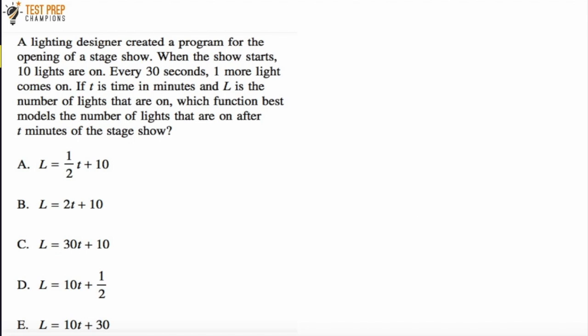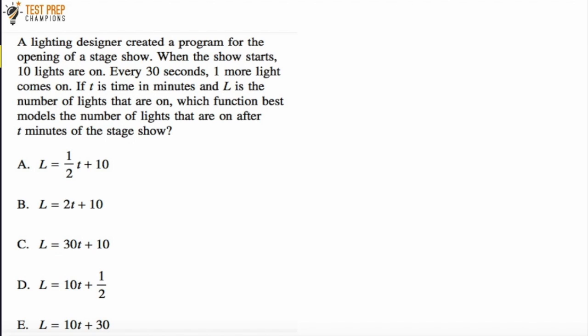A lighting designer created a program for the opening of a stage show. When the show starts, 10 lights are on. Every 30 seconds, one more light comes on. If T is time in minutes and L is the number of lights that are on, which function best models the number of lights that are on after T minutes of the stage show? Let's have you pause the video, try this one out, and then when you're ready, we'll go over how to do it.